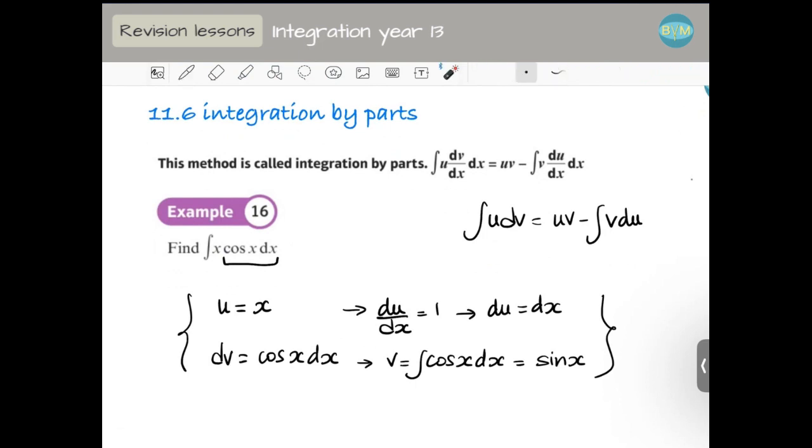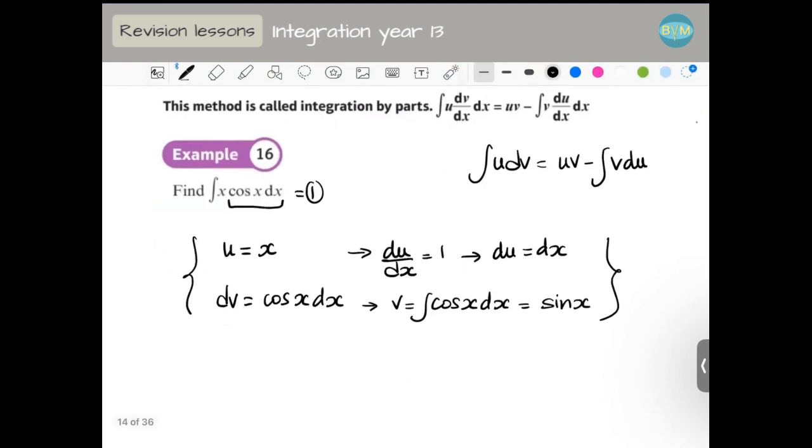So I have u and du, I have dv and v, yeah? And then what I'm going to do is to substitute in the formula. So this integral here is going to be uv. U is x and v is sine x. So I have x sine x. Yeah, that's the first part.